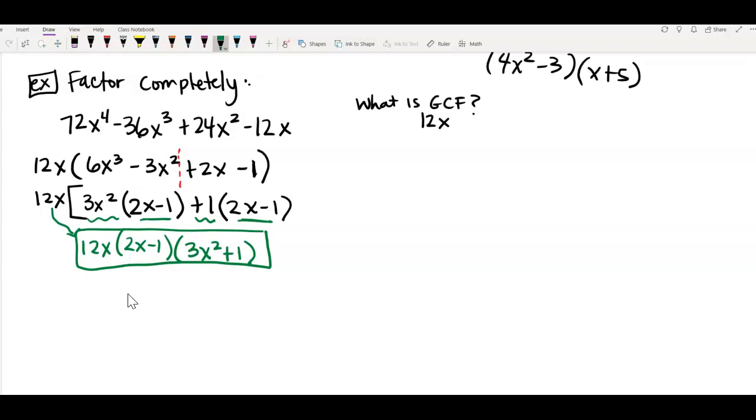Okay, so always make sure to look for a GCF first. Is there something that can divide out of all of the terms? That's going to make the rest of your factoring a lot easier to do.